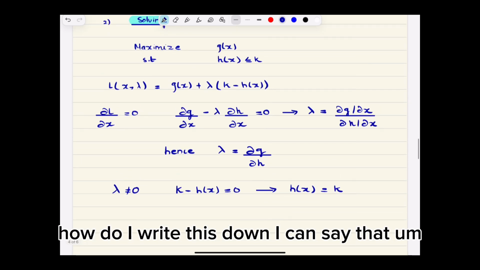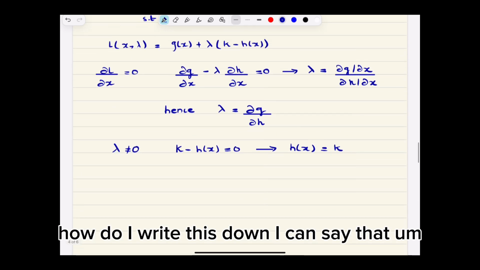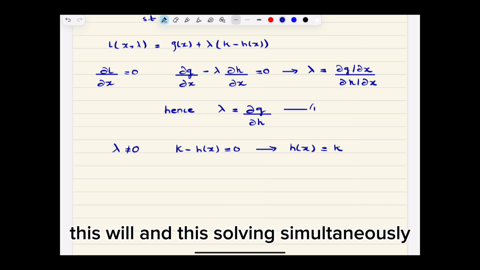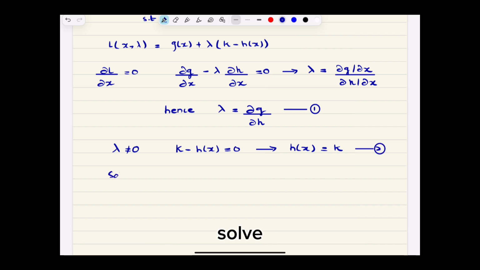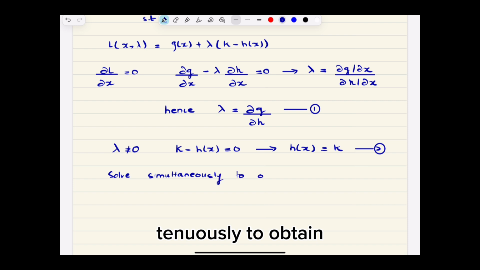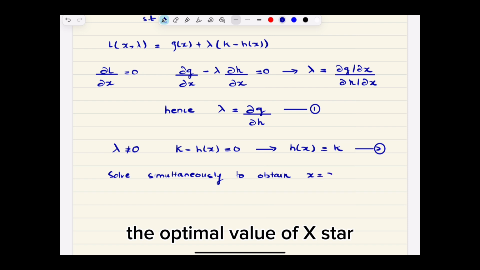How do I write this down? I can say that solving this simultaneously, we obtain the optimal value of x star.